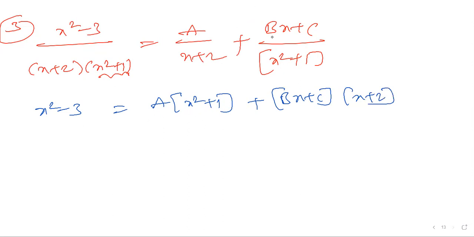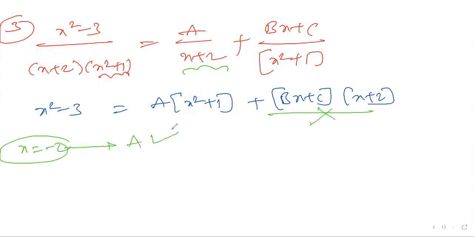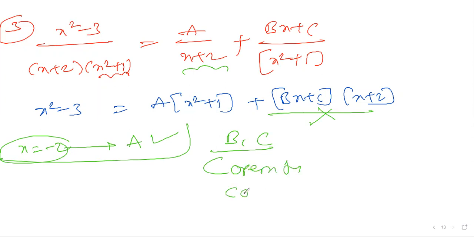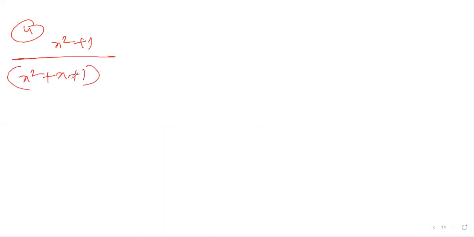So next case, what we have to do? The possibility is there, x equal to minus 2. So x equal to minus 2 means this is gone. You will get this answer, so the value of A you are going to get. But getting the values of B and C is not possible. Please open the terms, compare coefficients, and you will get the values of B and C. Clear? Yes. Yeah, let us finish. Next, I am going to the fourth question. The fourth question is (x square plus 1) by (x square plus x plus 1) whole square.